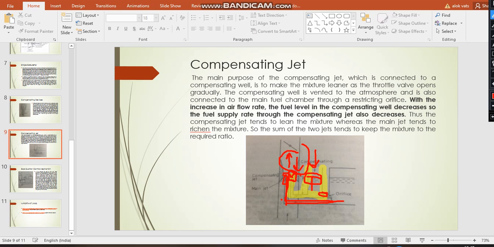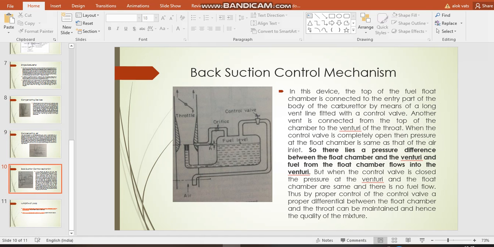Now, as the air flow rate increases, what happens to the main jet? The main jet provides more and more fuel, that is, a richer mixture. So the air supply rate and the fuel supply from the main jet are in direct proportion, while they are in inverse proportion when we are concerned with the compensating jet. These two opposite processes compensate each other, and they provide the correct mixture in the correct ratio, depending upon the state of the vehicle, in which region it is operating, whether in the region AB, BC or CD.